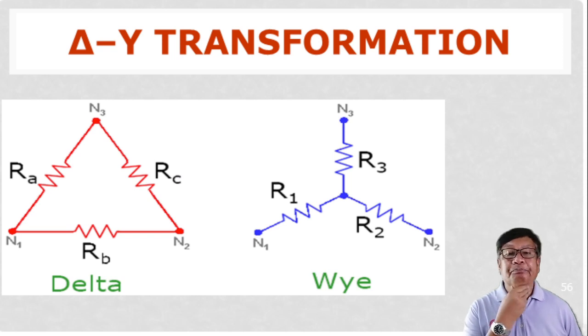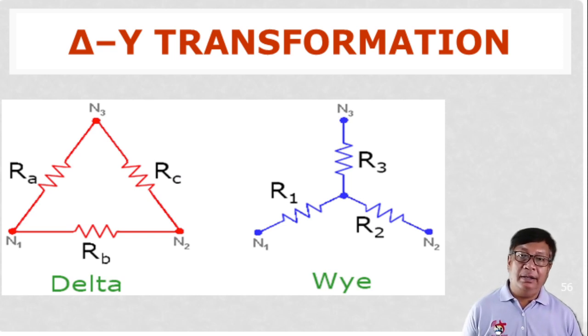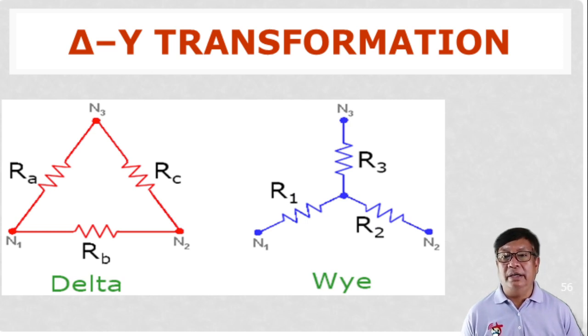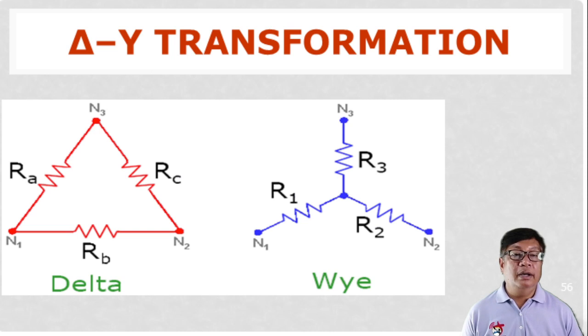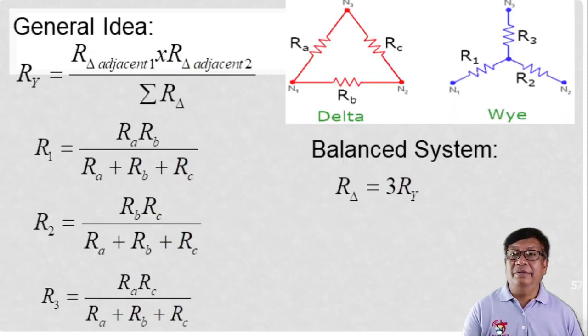By the way, later on we will try to solve problems related to this. But this is realistic: there will be some time that our resistors are connected in delta, and there will be some time that our resistances are connected in Y. So this is something like Y.